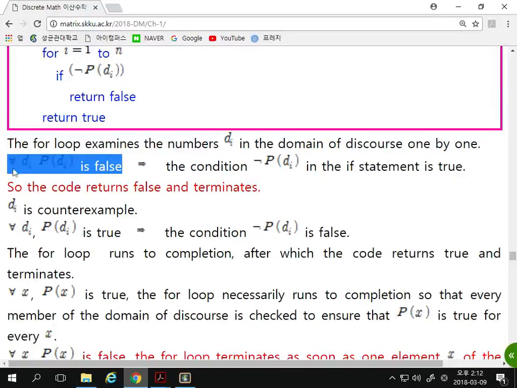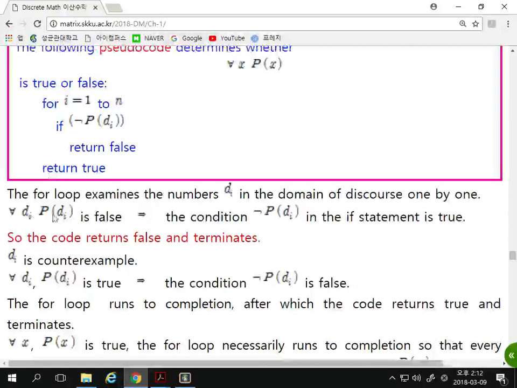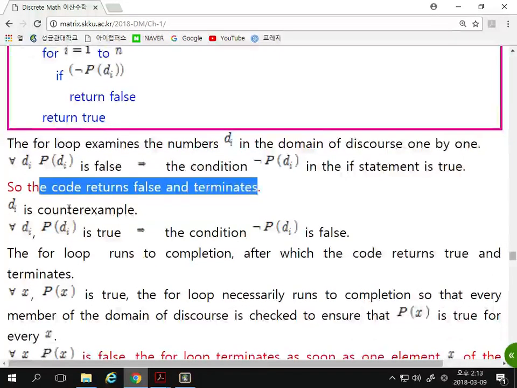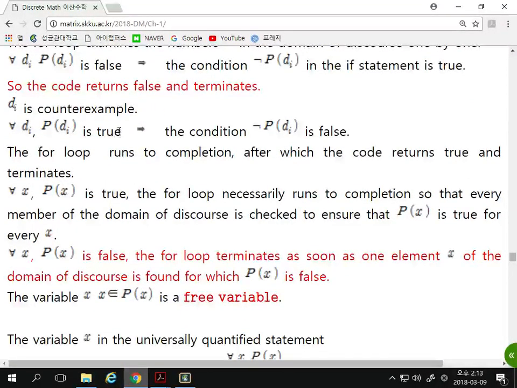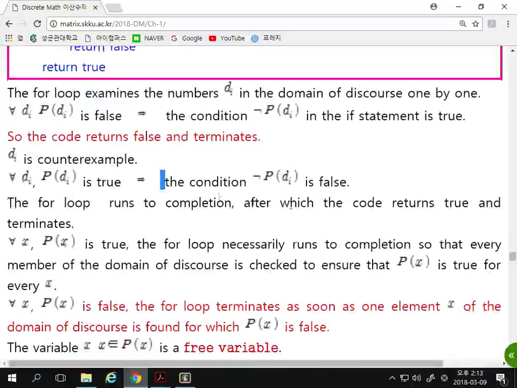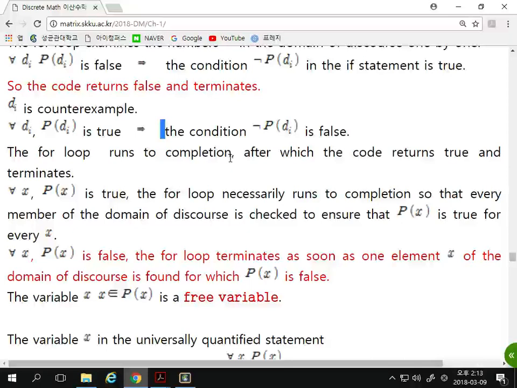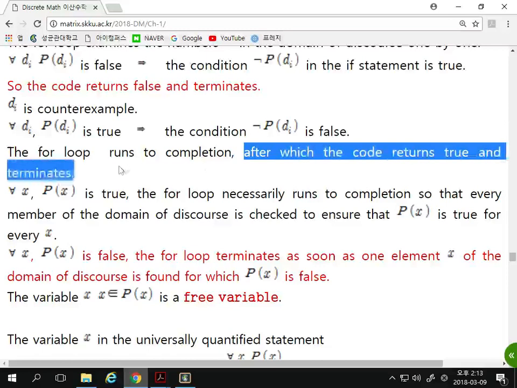If for some d_i, P of d_i is false, then the condition, the negation of P of d_i in the if statement, is true. So the code returns false and terminates, and it gives us a counterexample d_i. But if for all d_i, P of d_i is true, then the condition, the negation of P of d_i, is false. The for loop runs to completion, after which the code returns true and terminates.